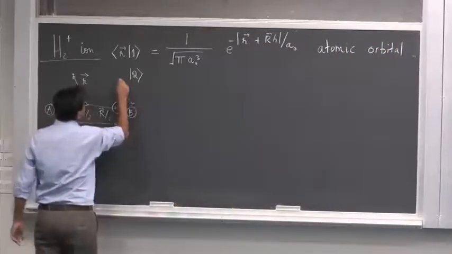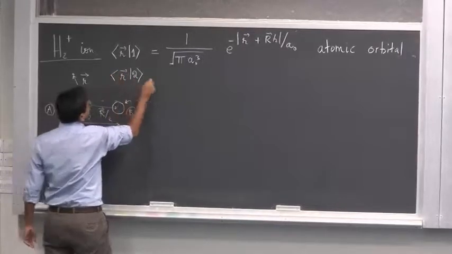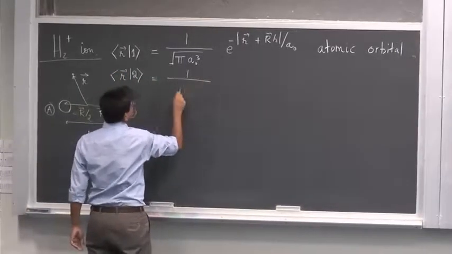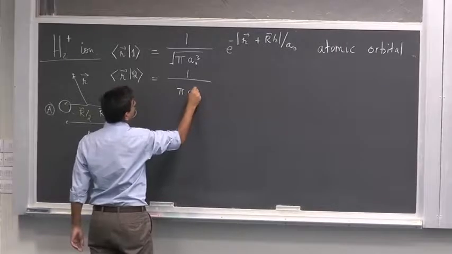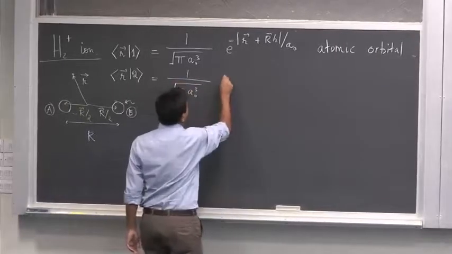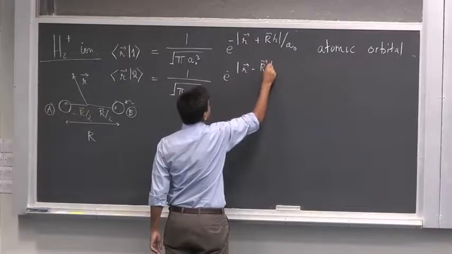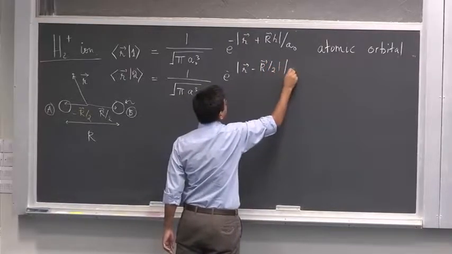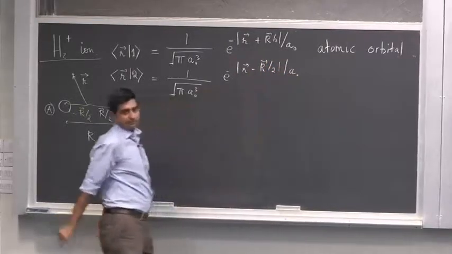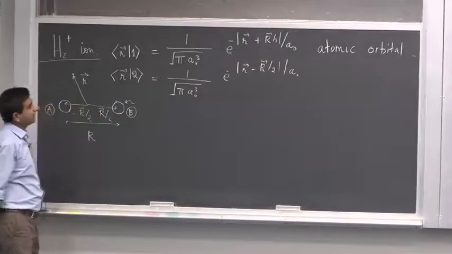Likewise, this state has a wave function 1 over square root of pi a naught cubed, where a naught is the Bohr radius once again, e raised to the power minus r minus R by 2, over a naught. So this is what ket 1 and ket 2 mean.